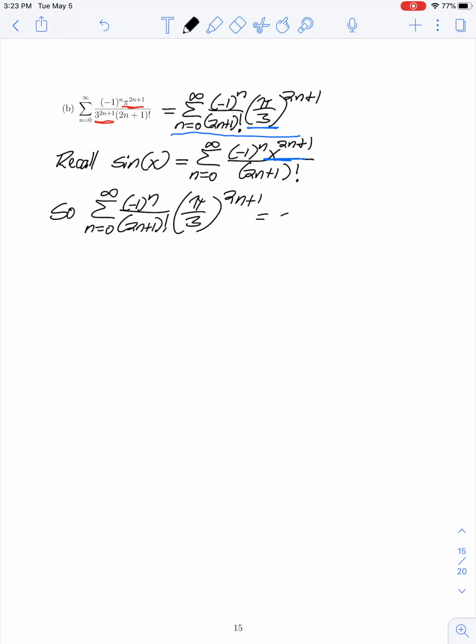Is given by sine of pi over 3. And sine of pi over 3 is root 3 over 2.